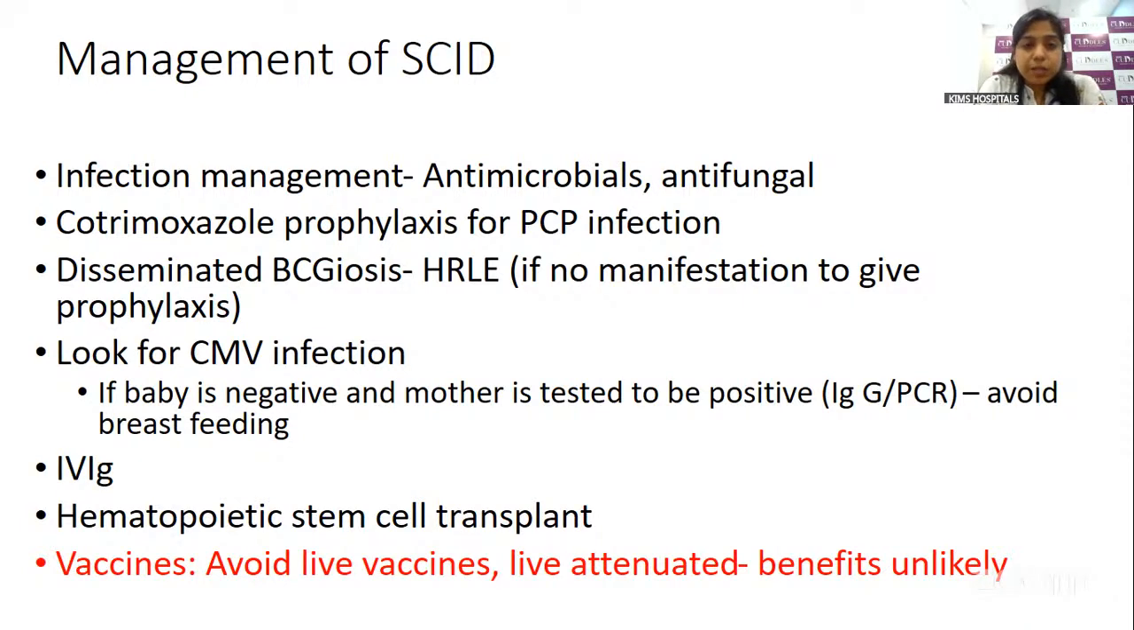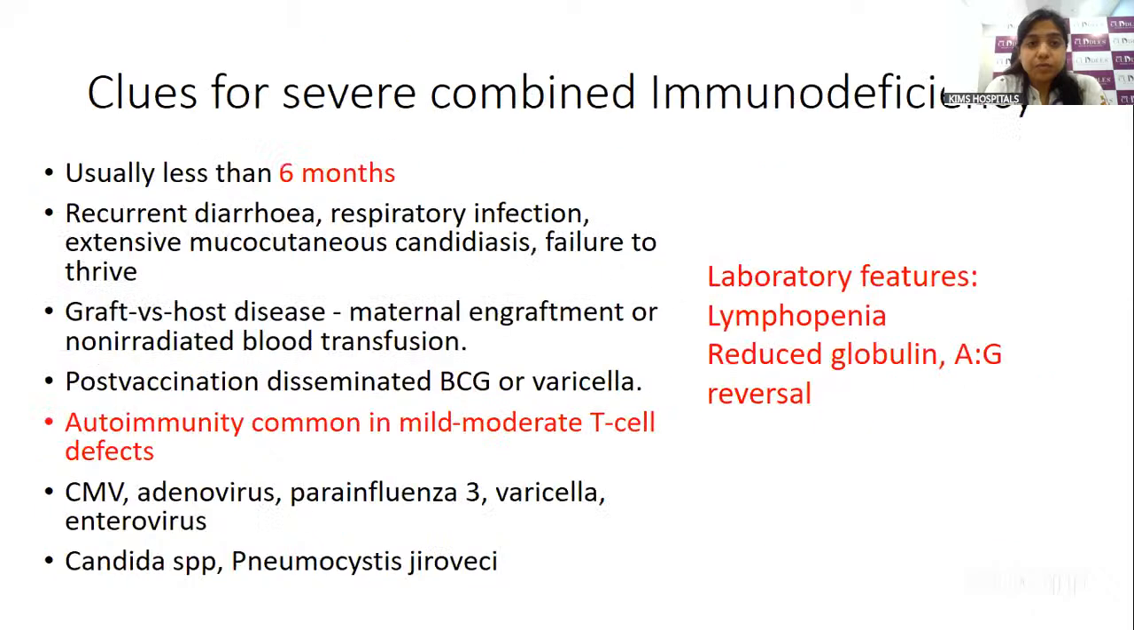IVIG replacement therapy we have to give till the time of transplant. And of course, hematopoietic stem cell transplant is the mode of treatment. And regarding vaccines, we should avoid all live vaccines, BCG, OPV and all. Even if you give live attenuated vaccines, the benefits are unlikely, because SCID patients will have difficulty in producing antibodies.